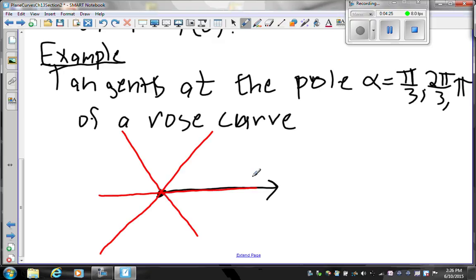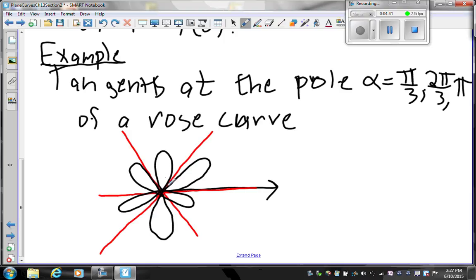So if we know we have a rose curve, then the curve will look like that curve, where those rose petals should have all the same length, and they're contained within those tangents at the pole.